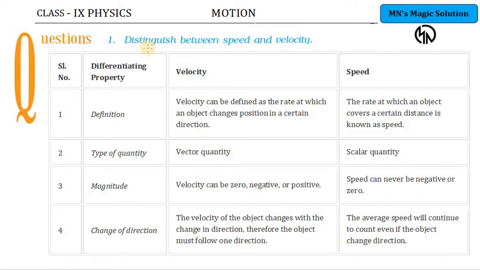So the first question is: distinguish between speed and velocity. The differences between speed and velocity might be asked as a 2 or 3 mark question.